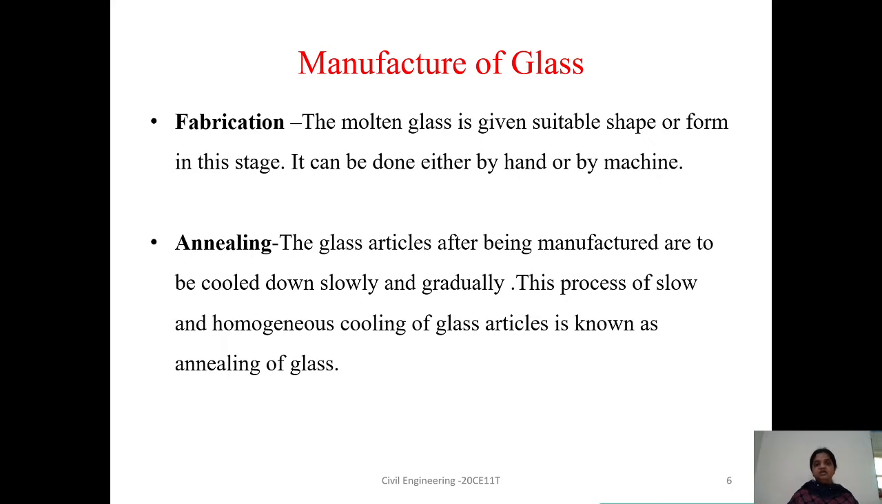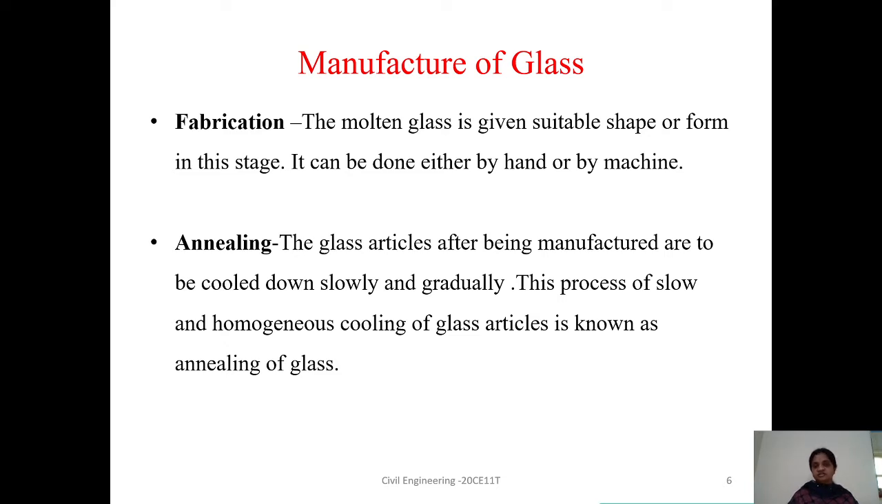After melting, the molten glass is given a suitable shape or form. The shape can be given either by hand or by a machine. This is known as fabrication. After fabricating, the glass articles are to be cooled down slowly and gradually. The process of slow and homogeneous cooling of glass articles is known as annealing of glass.